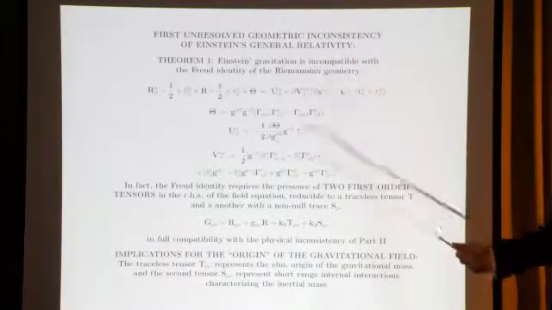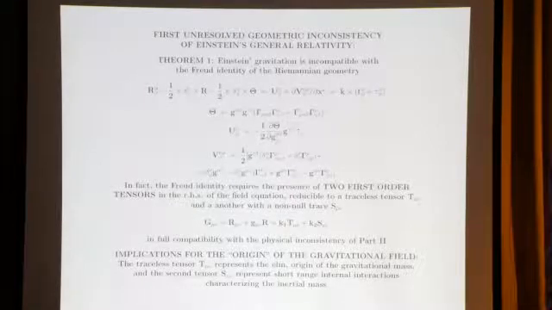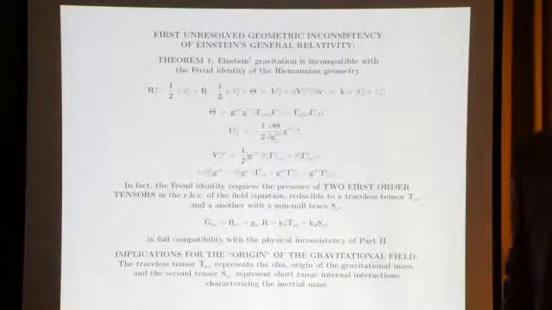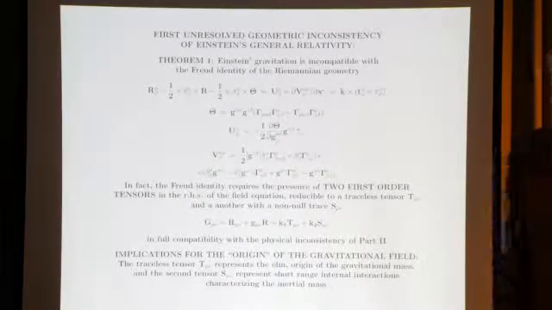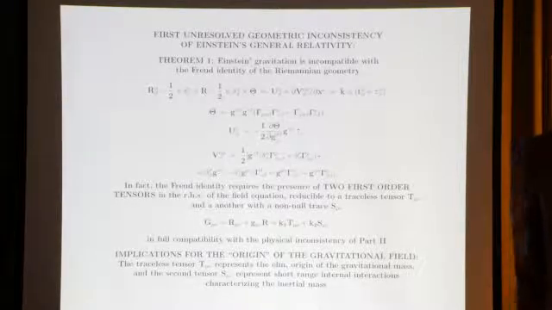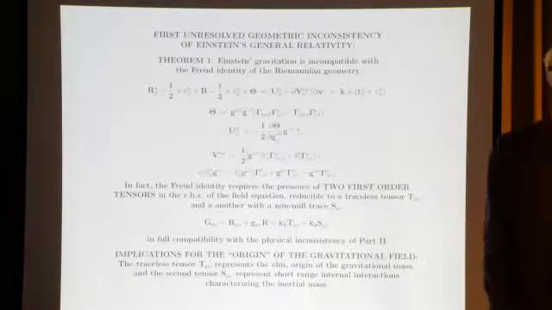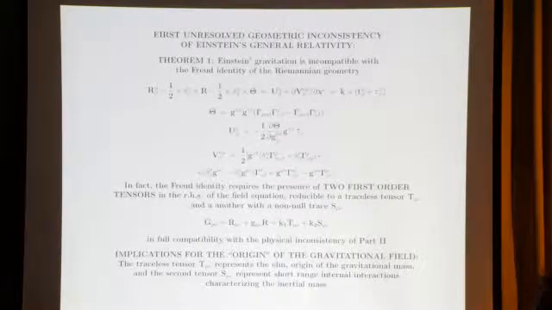The first theorem is that Einstein gravitation is incompatible with the Freud identity of the Riemannian geometry. Here a little bit of history. If you look at the best books in gravitation, you will see that the Riemannian geometry only has 4 identities. Well, this is a 5th identity by Freud. This identity was systematically ignored since its formulation in the early part of the past century. Why so? Because it's incompatible with Einstein. That is the reason why. I'm sure that if the identity had been compatible with Einstein gravitation, it would have been quoted.